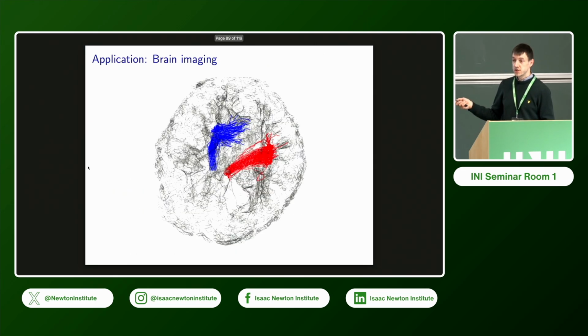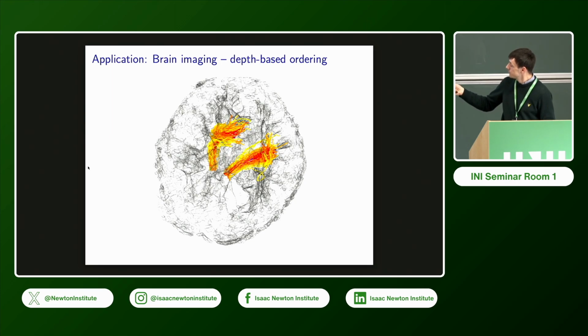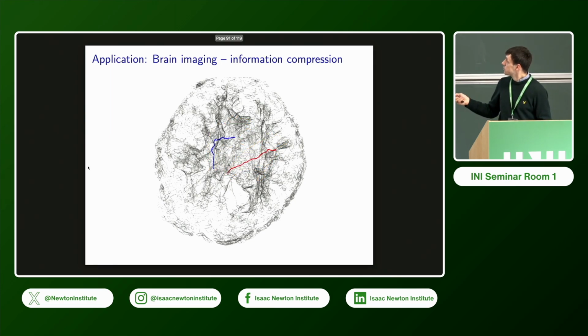So this is what the data looks like. These are the curves which connect the motor cortex with the brain stem in the left and right hemisphere. We take just one part of them. This is what we get if we compute depths for each of them. This is information compression, because we have so many fibers in the brain that sometimes we want to compress them and represent one pathway with only one fiber to have better understanding.